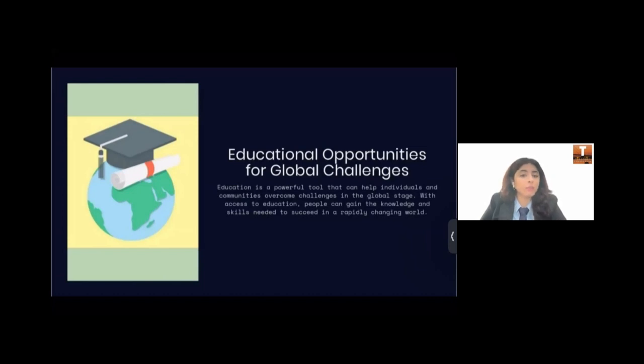Then critical thinking and problem solving, as explained earlier, this encourages individuals to analyze complex situations, consider multiple perspectives, and develop innovative solutions. So through interactive learning experiences, case studies, and practical exercises, education enhances individuals' ability to identify and respond to global challenges effectively.